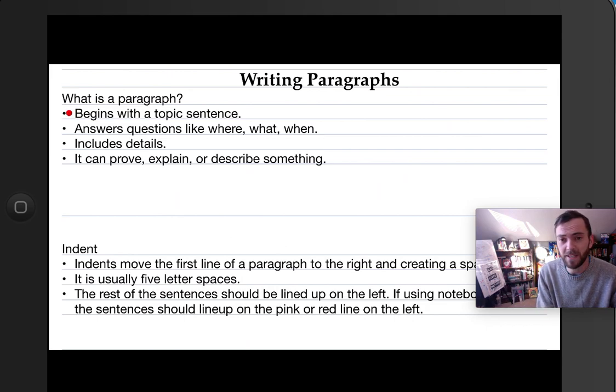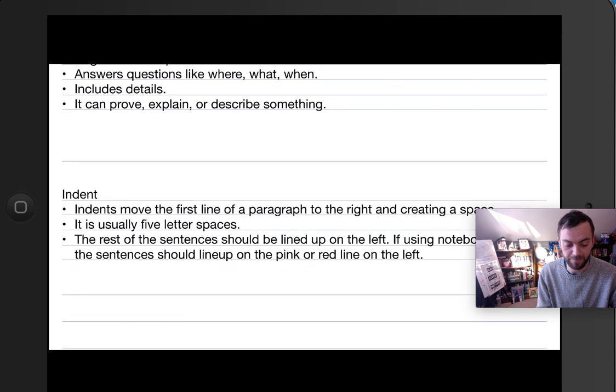It starts with a topic sentence, which we looked at earlier, and we're going to look at again here. It answers questions like where, what, when, includes details, and it can prove or explain or describe something. That's what a paragraph is, and that's what we're going to practice today.